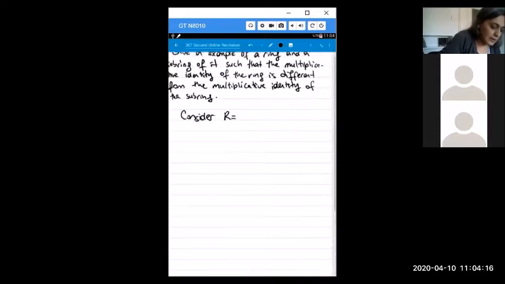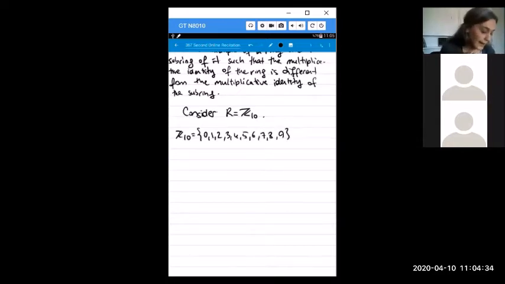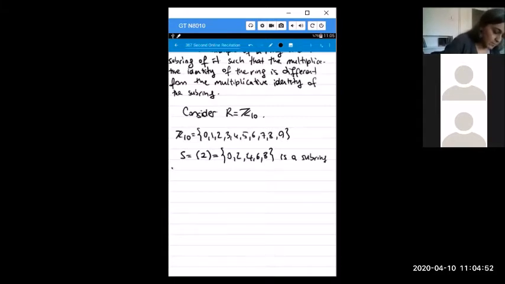For example, for this one, consider the ring R as Z10. This is nothing but 0, 1, 2, 3, 4, 5, 6, 7, 8, 9, integers modulo 10, and consider the subring generated by 2, namely 0, 2, 4, 6, and 8. This is a subring S of R.